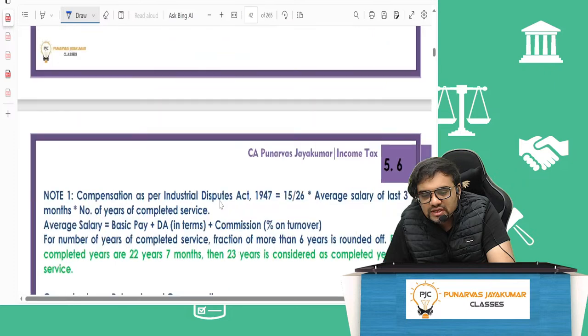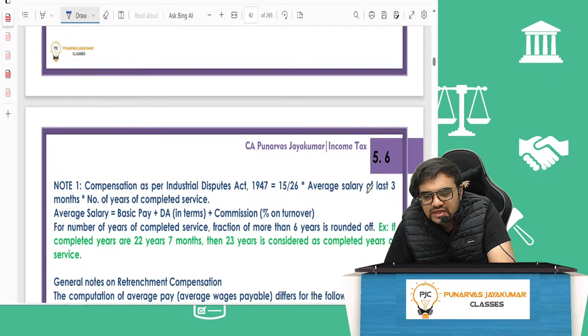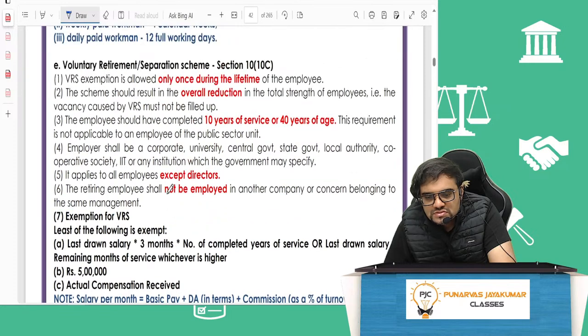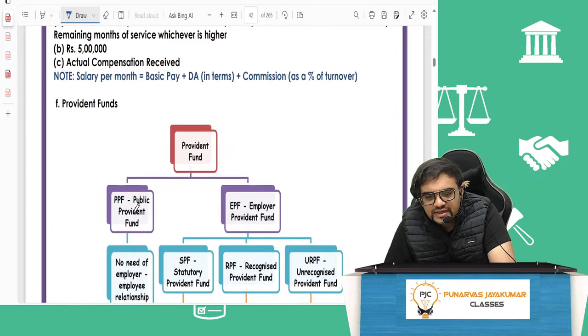Compensation as per the Industrial Disputes Act also, same as gratuity: 15 by 26 into average salary of last 3 months into number of completed years of service. Same it is. And VRS also we will see a little later, no problem.